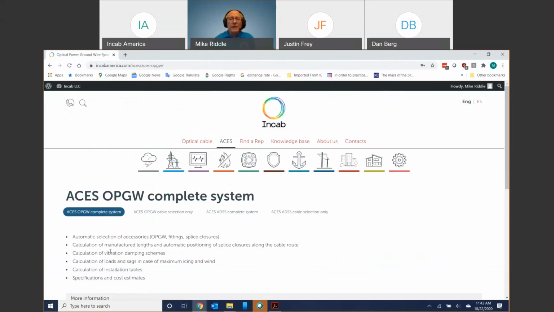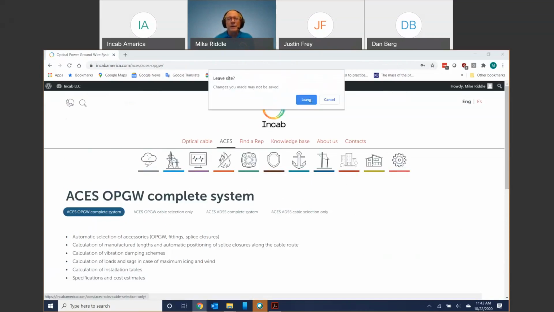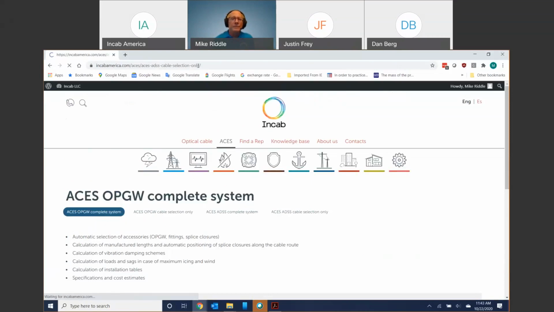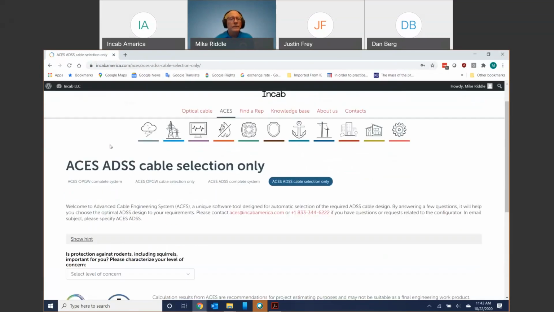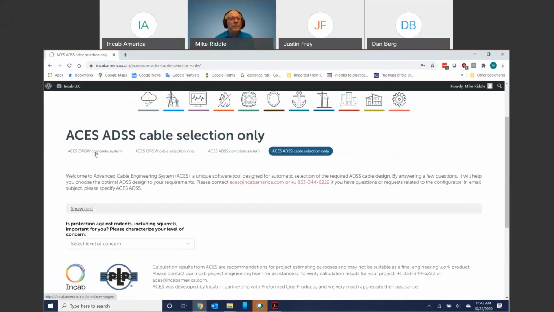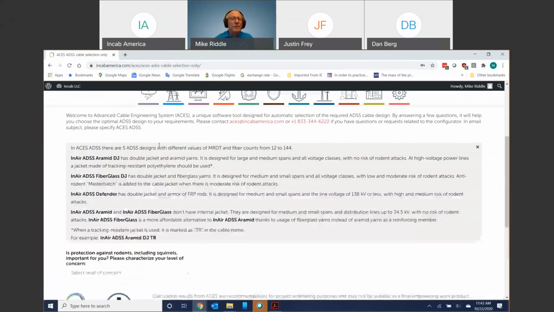And as I say, I'm going to move on now and just look at ADSS, just cable selection only, because everything after the cable selection process is pretty much the same for the 2 cable types. So ADSS selection only. It's, by the way, it's warranty information about the ADSS cables that we offer.